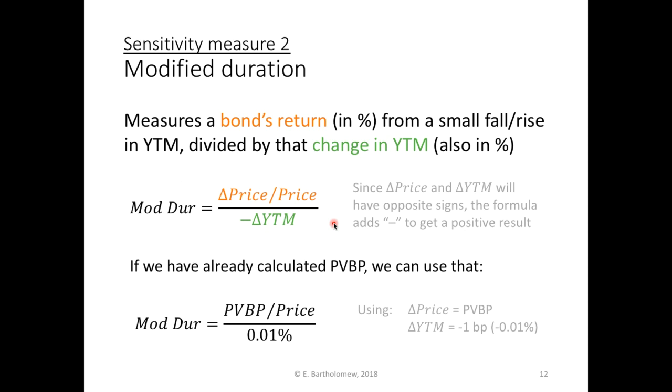Now, if you've already calculated the PVBP, this becomes even easier because you could use that as an intermediate step. You could say, all right, we know the delta price for 1 basis point change is the PVBP, divide that by the price, and the yield to maturity change in that case would be minus 1 basis point, so that becomes the plus 0.01% here. So you could divide it by 0.01%, or alternatively, you could multiply this whole thing by 10,000, because dividing by 0.01% is the same as multiplying by 10,000.